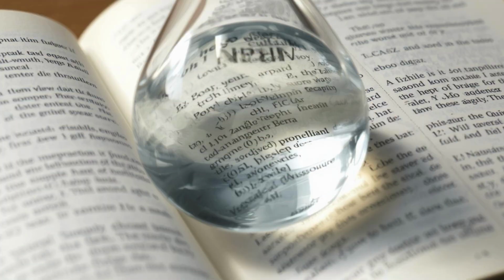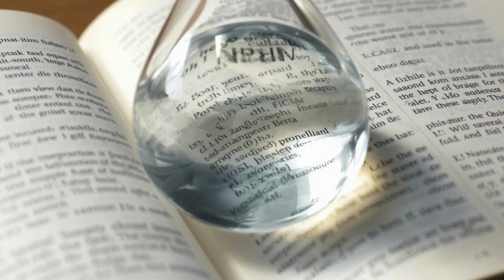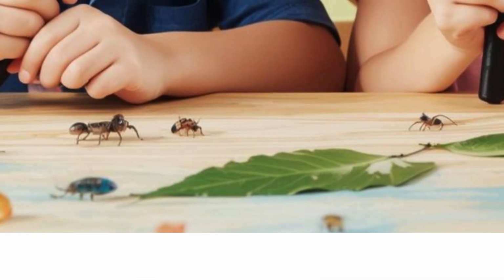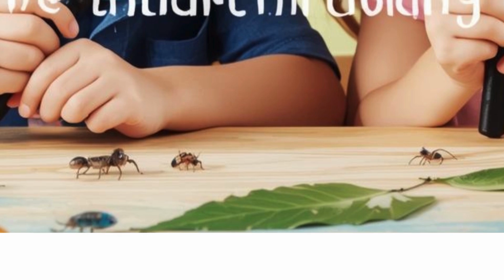Take a round bottom flask filled with water and place it on top of a book. Look at the letters through the flask. What do you notice? The letters appear larger. This is because the flask, filled with water, acts like a magnifying glass. In the same way, microscopes allow us to see tiny living organisms such as ants or even smaller ones.